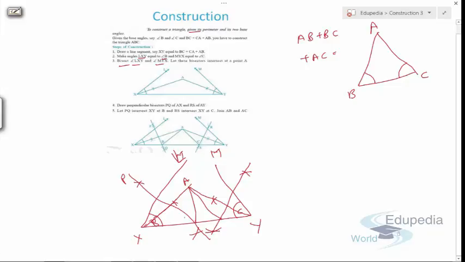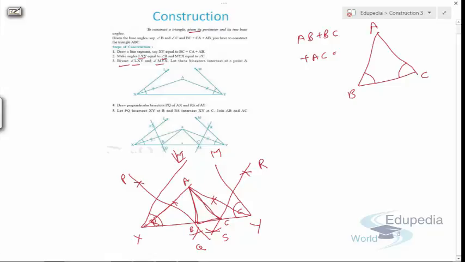So let's say these perpendicular bisectors are PQ and RS. So these are the points B and C. So this is the required triangle ABC, right? So this is how we can draw the construction if the perimeter and the two base angles are given.